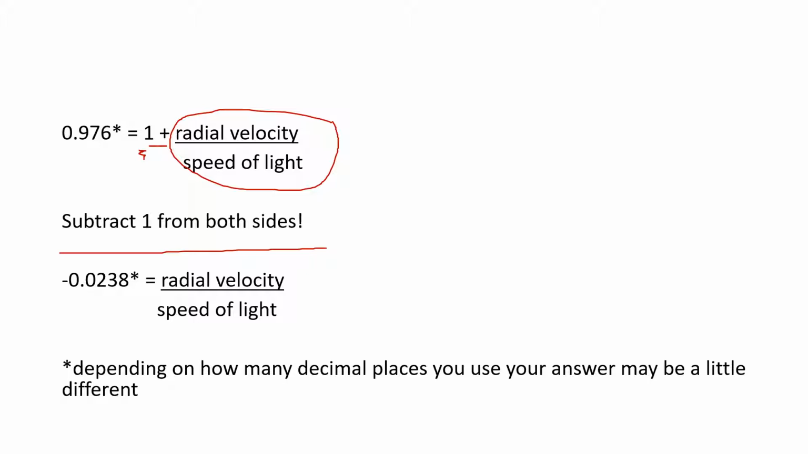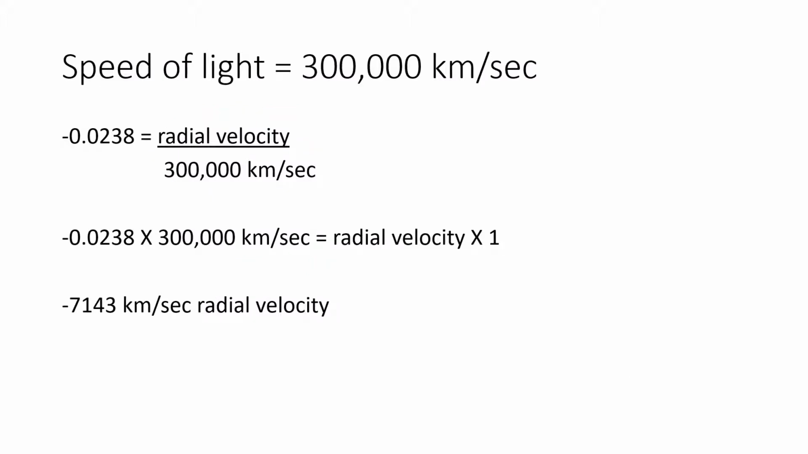And that is equal to the radial velocity over the speed of light. The speed of light, again, is 300,000 kilometers per second. So negative 0.0238 is radial velocity over 300,000 kilometers per second. So now we're going to cross multiply. So this times this equals the radial velocity times, well, what does it have to cross multiply with? Well, you can imagine the number 1 here in the denominator on the left-hand side, if that makes it easier for you. And so now we just multiply these two numbers together, and that gives us the radial velocity, and you end up with negative 7,143 kilometers per second.